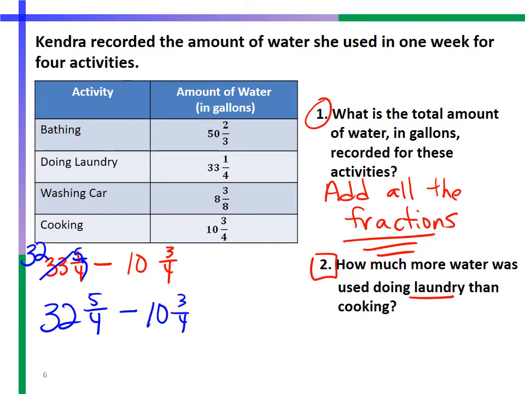So I can go and subtract 32 minus 10 is 22. 5/4 minus 3/4 is 2/4. And I'm going to simplify that to 22 1/2 gallons.